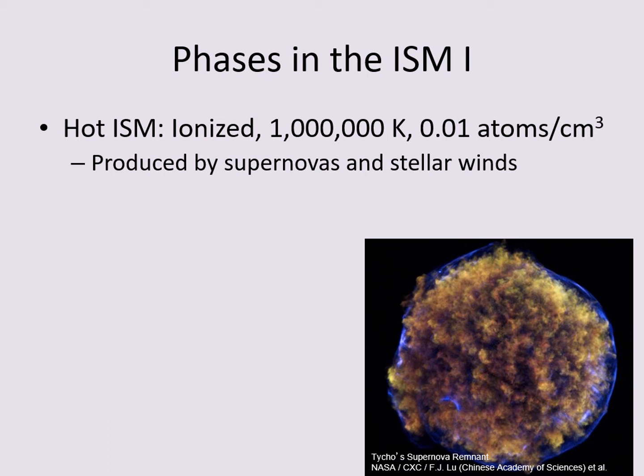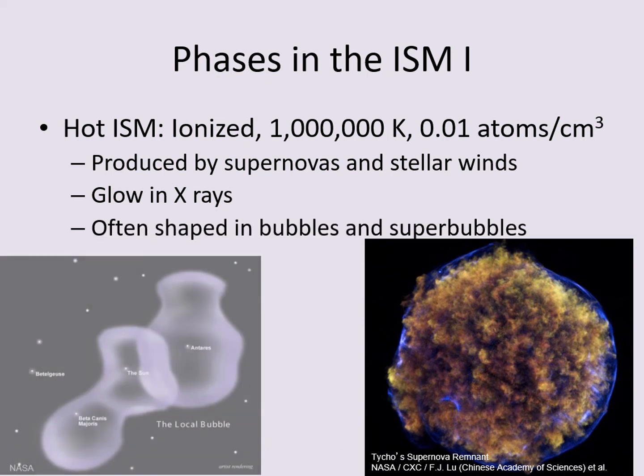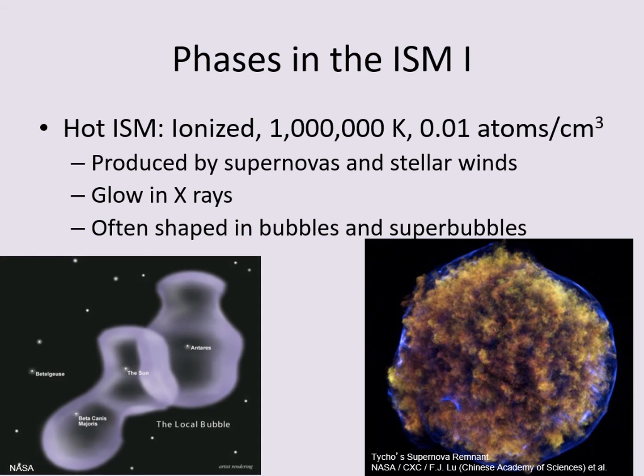Light atoms like hydrogen have lost all of their electrons, while even heavy atoms like iron have lost many of their electrons. The high temperature and extreme ionization mean that this gas produces mostly X-rays, and we can map it out using X-ray telescopes. We often find the hot ISM in the shape of spherical bubbles. Our Sun is inside one of these bubbles. Sometimes the hot gas from several supernovae can combine to form large hot regions called superbubbles.